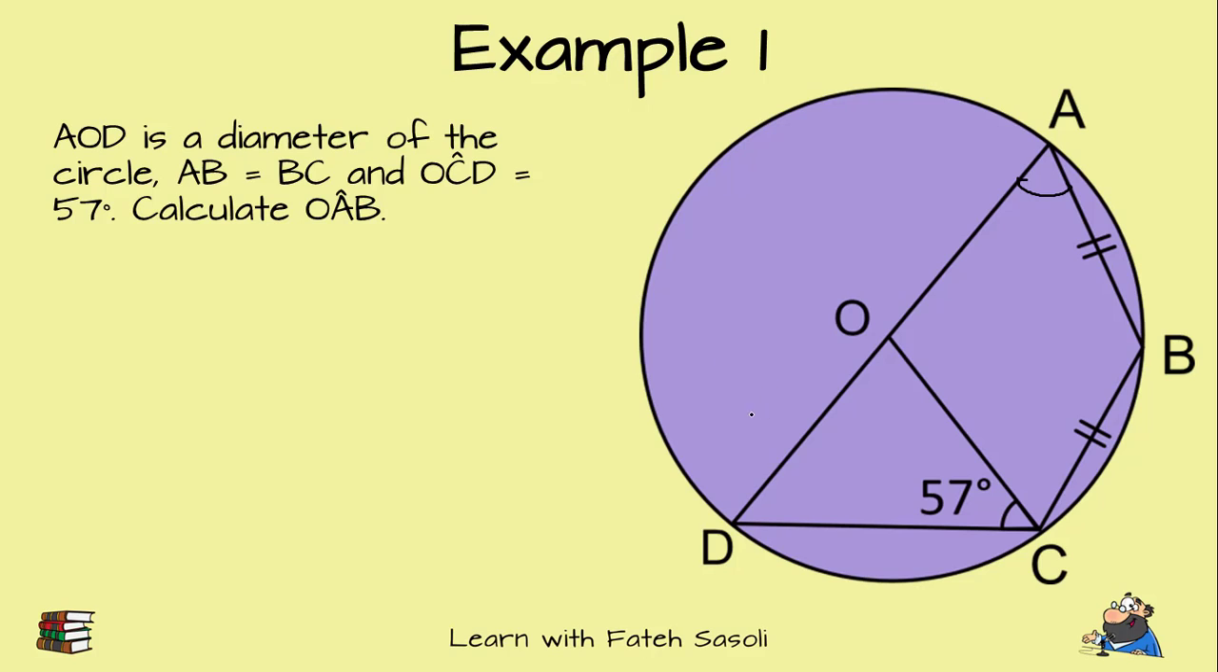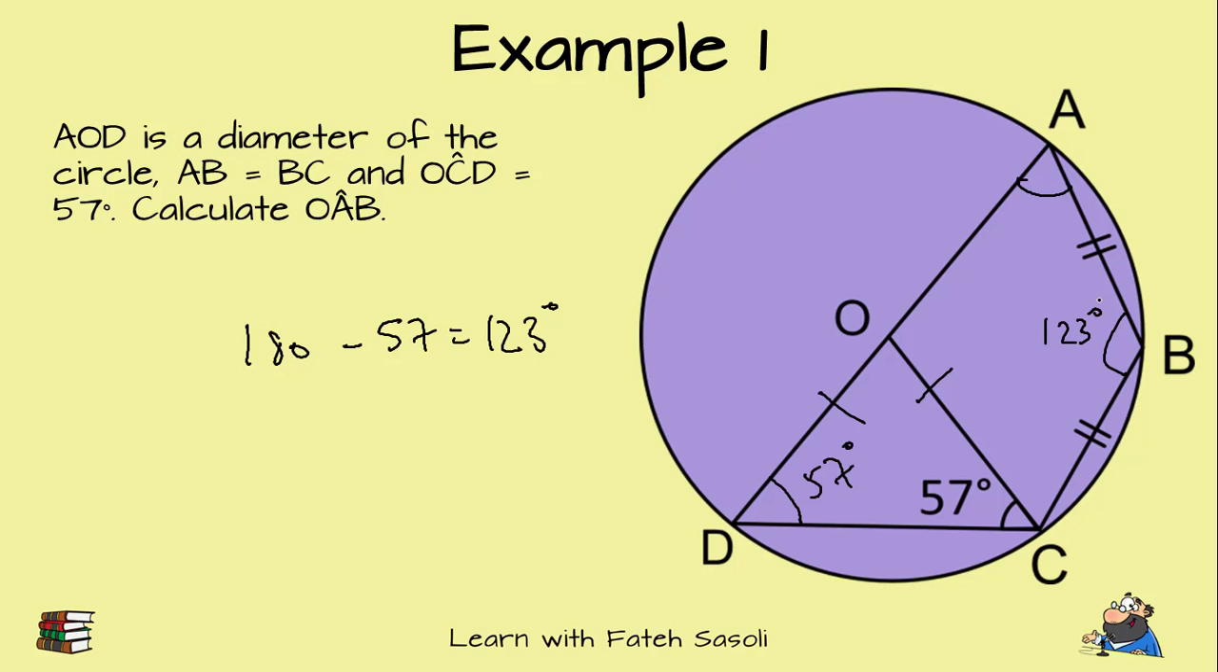Since line OC is equal to line OD and they're the radii of the circle, their lengths and their angles are always equal. If angle C is 57, then angle D is also equal to 57. And since opposite angles in a quadrilateral add up to 180 degrees, angle B is 180 degrees minus 57, equal to 123. So this angle B over here is 123 degrees.